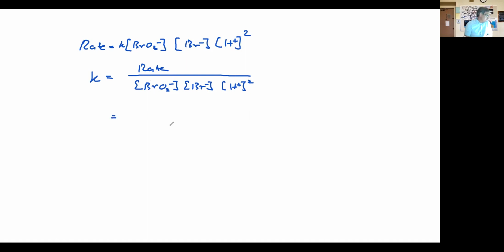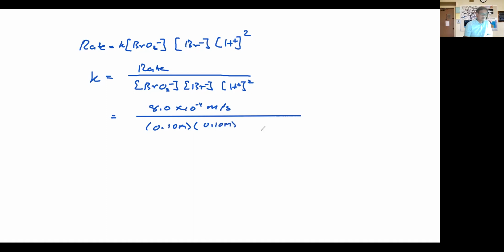Okay, so the rate for the first experiment is going to be 8.0 times 10 to the minus 4, and the units are molarity per second. Right, so that's going to be over the concentrations that accompany this particular reaction. So in experiment 1, the concentration of bromate was 0.10 molar. Concentration of bromide was also 0.10 molar.